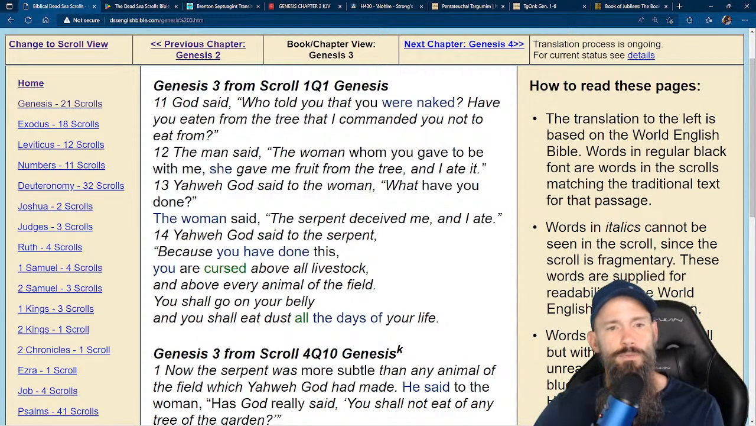Yahuwah Elohim said to the woman, "What have you done?" The woman said, "The serpent deceived me, and I ate." Yahuwah Elohim said to the serpent, "Because you have done this, you are cursed above all livestock and above every animal of the field. You shall go in your belly, and you shall eat dust all the days of your life." Well, blaming the woman also. She gave me fruit of the tree, and I ate it.